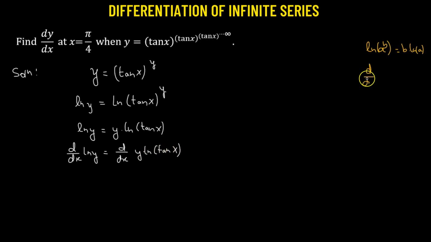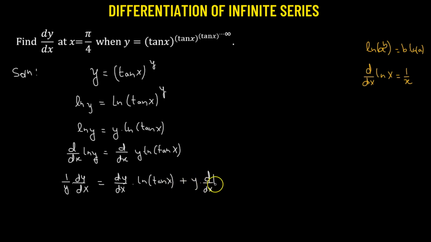We know that d/dx of natural log of x is given by 1 over x. So d/dx of log y will be 1 over y. Now since we have y here instead of an x, we'll multiply it by the derivative of y with respect to x, which will be equal to the derivative with respect to x of y log of tangent of x, that will be dy/dx multiplied by log of tangent of x, plus y multiplied by the derivative with respect to x of log of tangent of x.